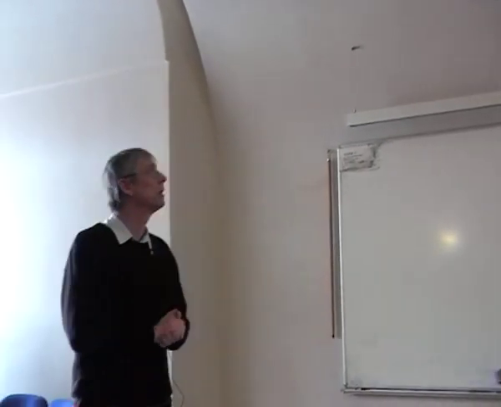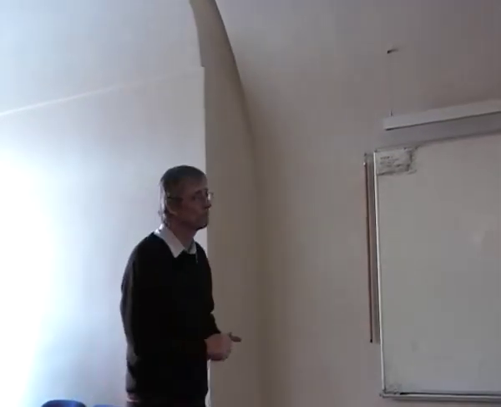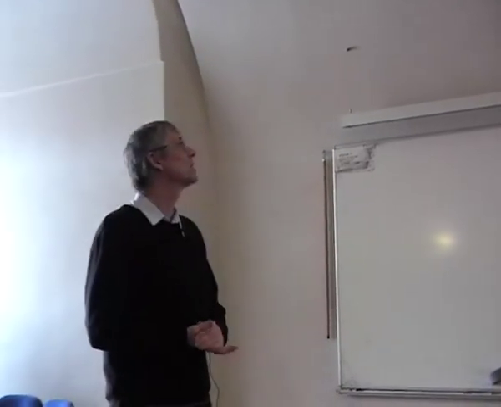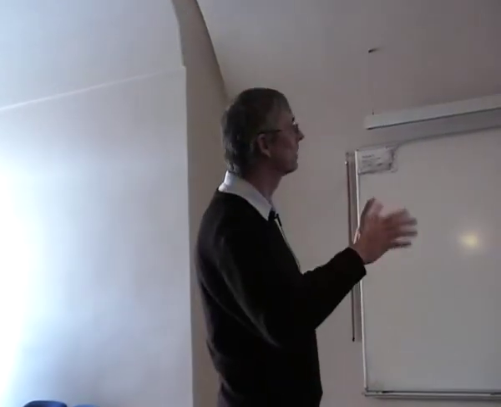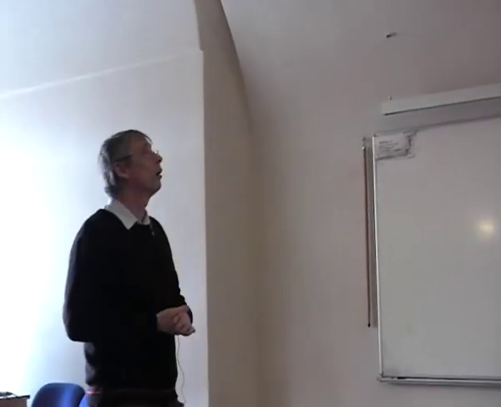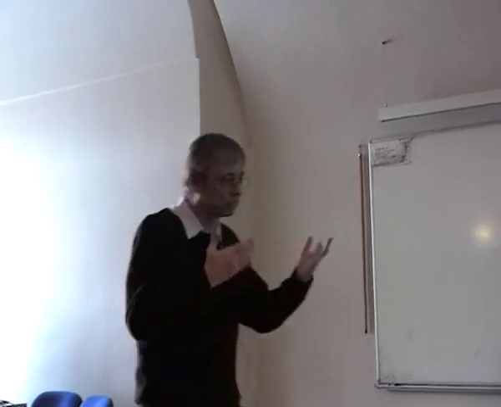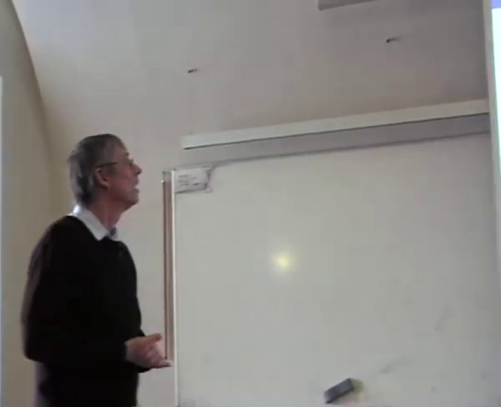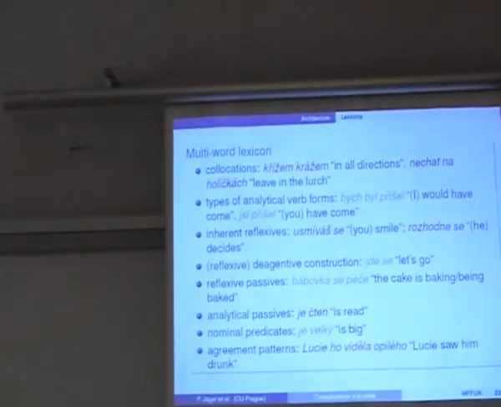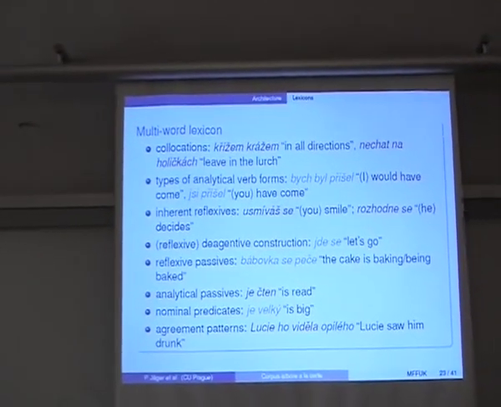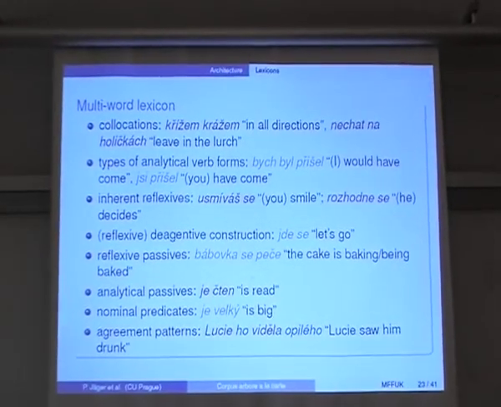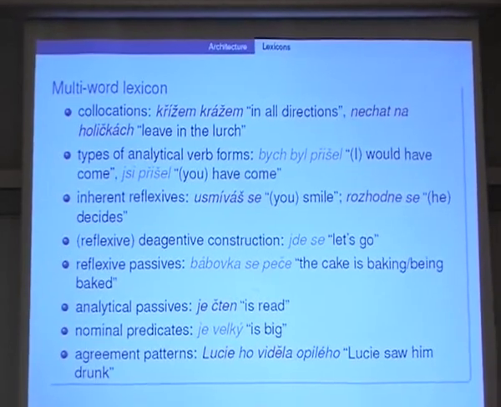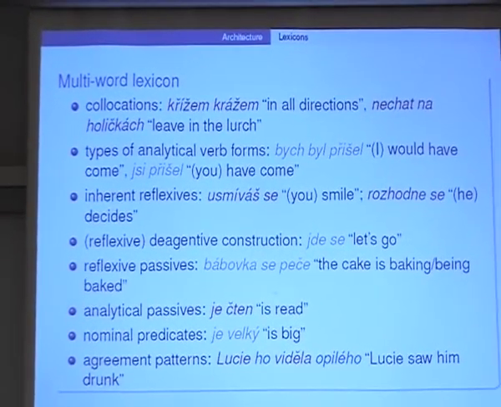And the third lexicon is called the multi-word lexicon, which contains various kinds of data. First, it contains collocations of the classical type, křížek, prážek, nechat na holičkách, and so on, of various types, I can say. Petrified collocations such as křížek, krážem, or collocations where there is inflection, you can simply inflect them and change the word order and so on.